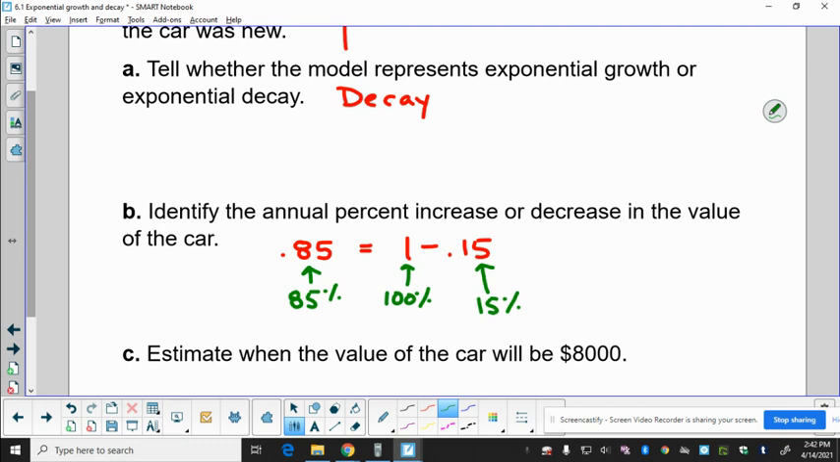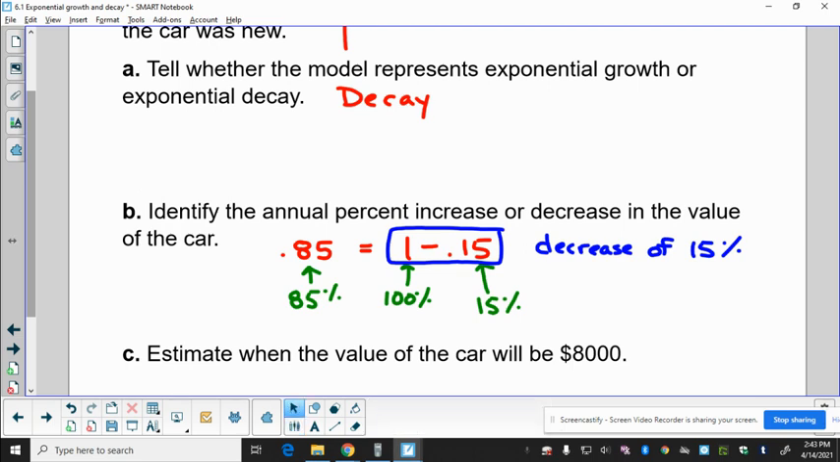So it looks like to me, if I analyze this situation over here, this helps me understand that there is a decrease of 15% in value for this car. And that's the way you can analyze a decimal, which means a percentage that's less than 1.